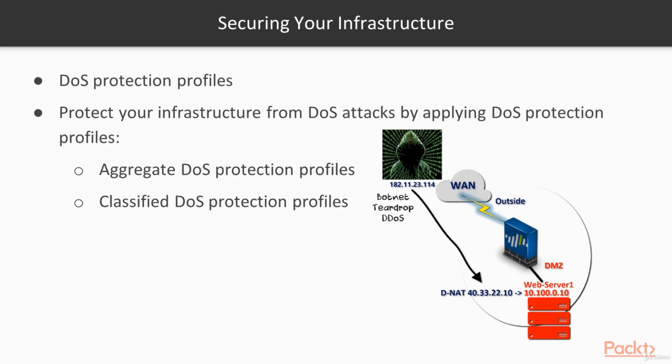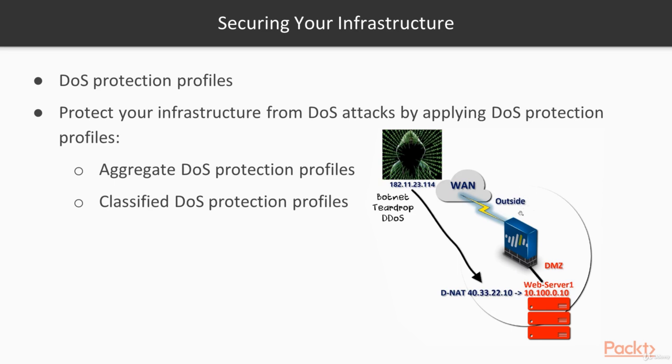Multiple machines are targeting a specific resource from the outside, or it can be pretty much anywhere on the net. You'll have a bunch of requests coming in from multiple machines, and your appliance will not be able to keep up, so it will drop traffic. So we configure a DOS protection profile.